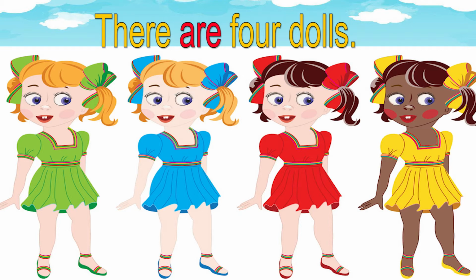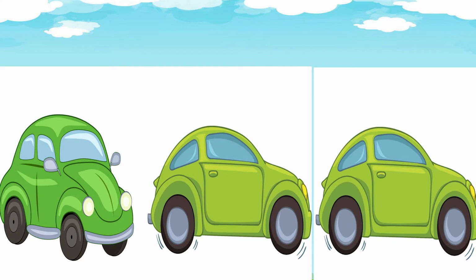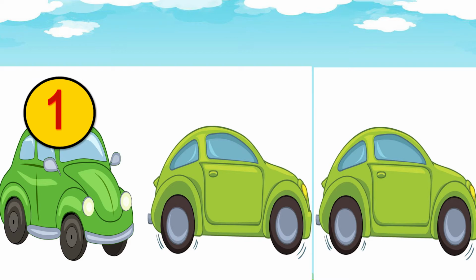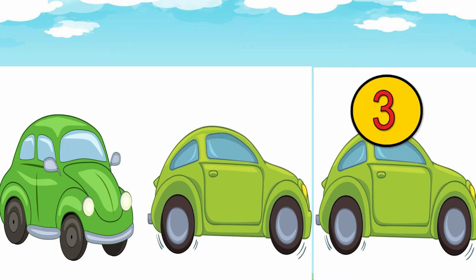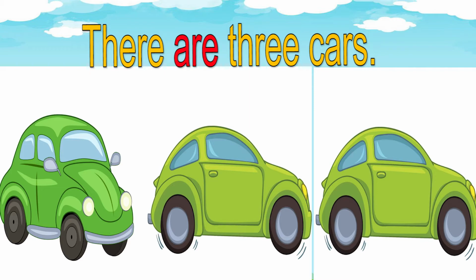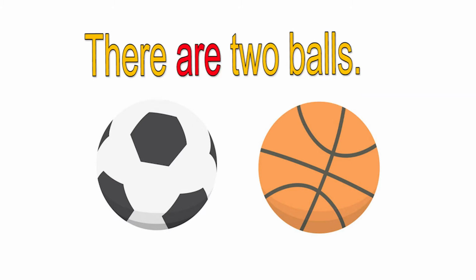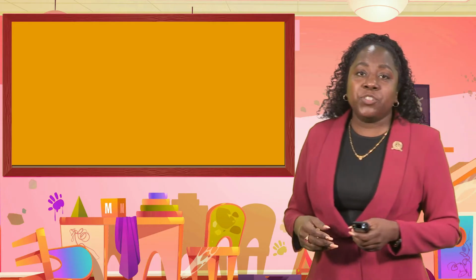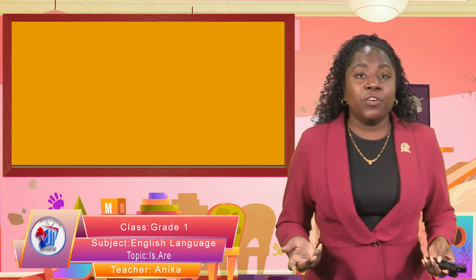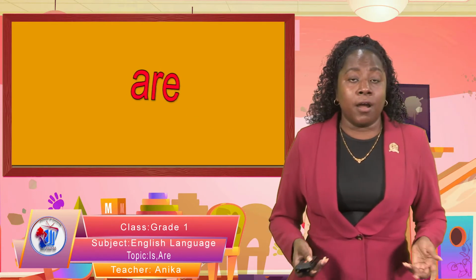Next, let's look at the cars. How many green cars can you see? I can see 1, 2, 3. There are 3 cars. And then we have some balls. I know you love to play with balls. How many balls can you see on the screen? Let's count them together. 1, 2. 2 balls. When the subject or the noun is plural, we use the word are.